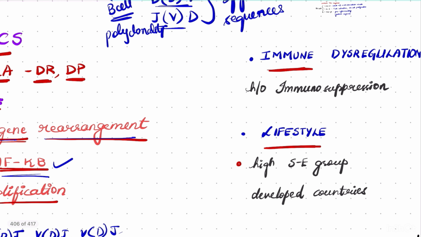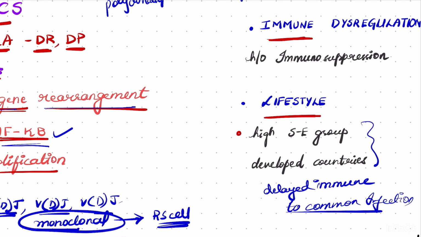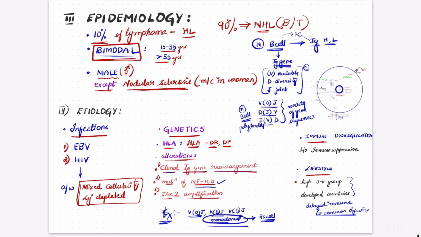Other associations are lifestyle, like, for example, high socioeconomic groups or highly developed countries. These groups are less exposed to common infections, so they have a delayed immune response to common infections. Therefore, for any viral infections, they are more prone to cancerous progression.